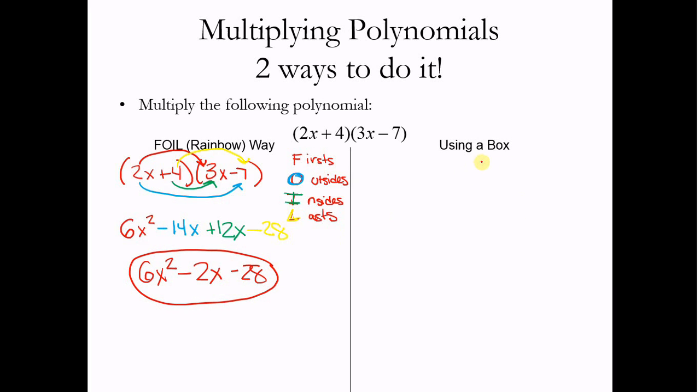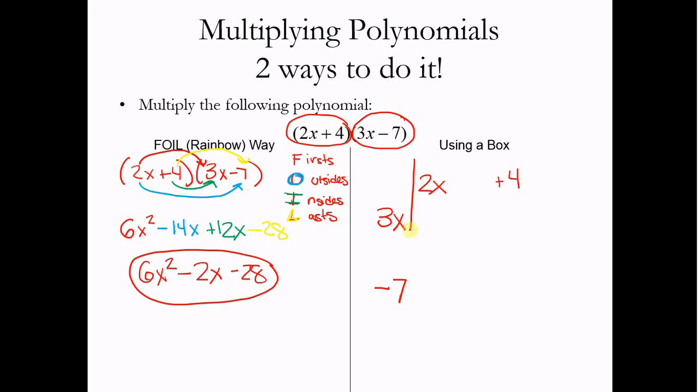Now, there's another way called the box method. Basically, you're going to make a box. You're going to put 2x plus 4 on the top, so it's going to be 2x and then a positive 4. Notice how I made some separation between those. You're going to take each term and put them separate of one another. Then you're going to take this other term and put it along the side: 3x and then that negative is going to come with that 7.